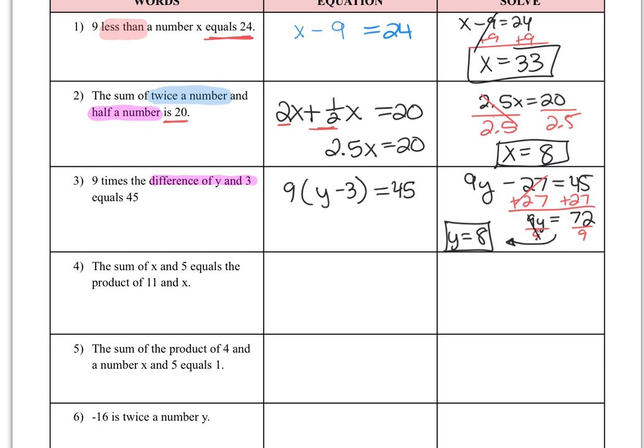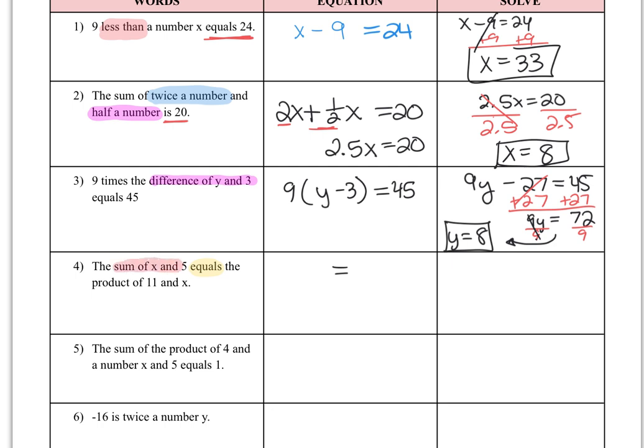All right. 3 more. We have the sum of x and 5 equals the product of 11 and x, okay? This time my equal sign, it says equals, is kind of in the middle. It doesn't tell me it just equals a number, so I'm going to set up my equal sign right in the middle since it's in the middle of my sentence. And we're going to break it down with the first half and the second half.